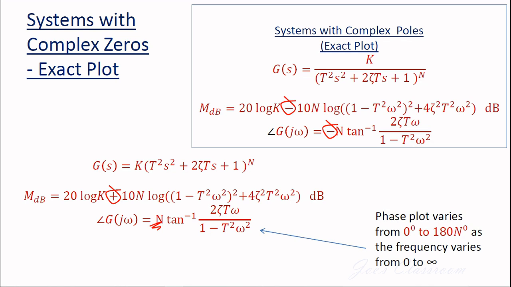And one important thing regarding the phase plot: in the case of systems with complex poles, it varied from 0 to minus 180 n, whereas in the case of systems with complex zeros, the phase is going to vary from 0 degree to plus 180 n degrees.